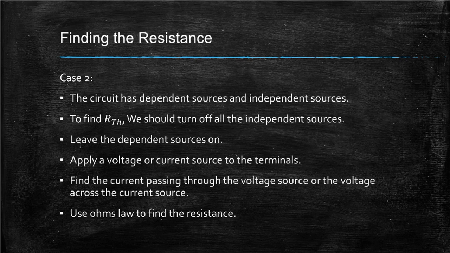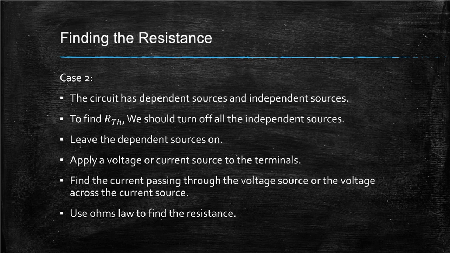Case 2, the circuit has dependent sources and independent sources. To find RTH, we should first turn off all the independent sources. The dependent sources are left on. A voltage or current source of a certain value is placed at the terminals. It is usually a 1-volt voltage source that is applied at the terminals.